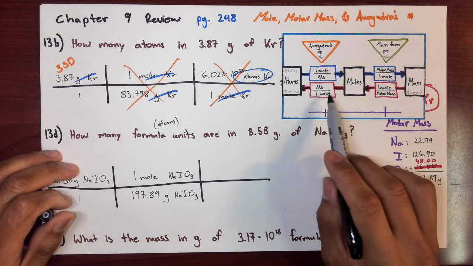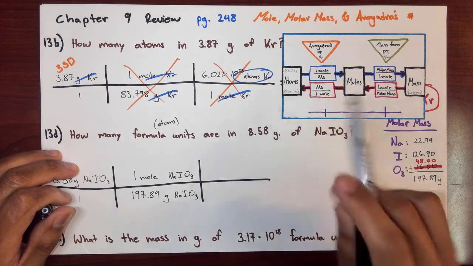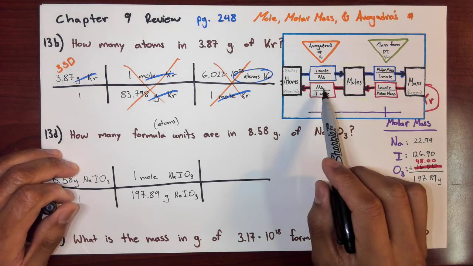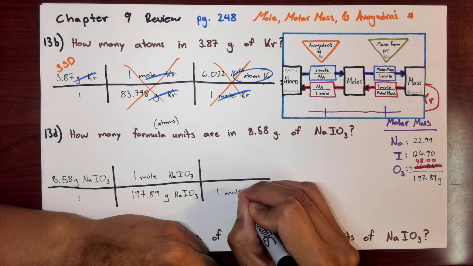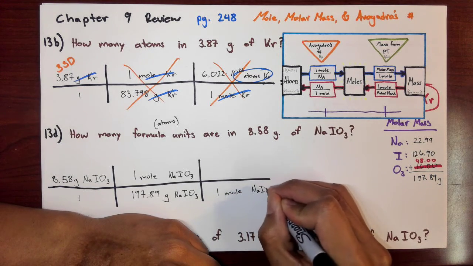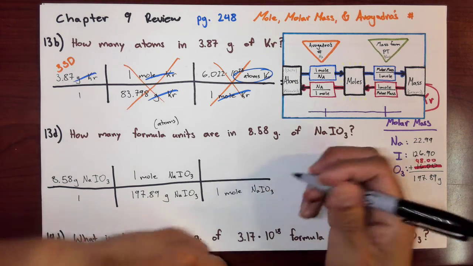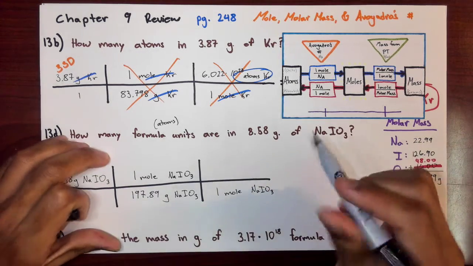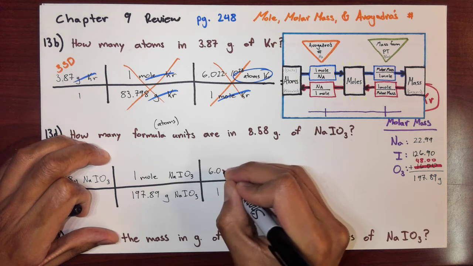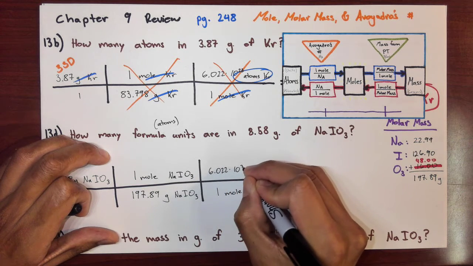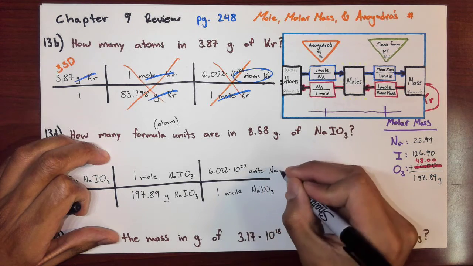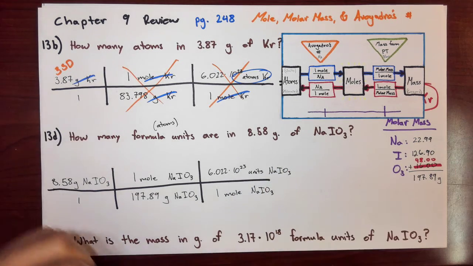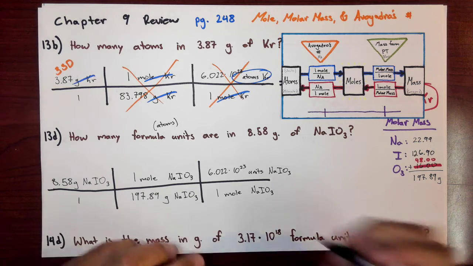So from moles to atoms, we're just going to use Avogadro's number at the top, so Avogadro's number over 1 mole. Here, 1 mole of sodium iodate is going to have how many formula units? It's always going to be the same, Avogadro's number, which is 6.022 times 10 to the 23rd units of sodium iodate. Now let's finish this up.